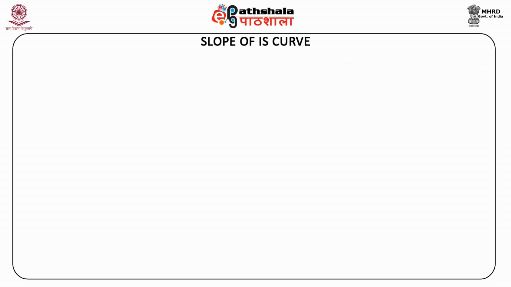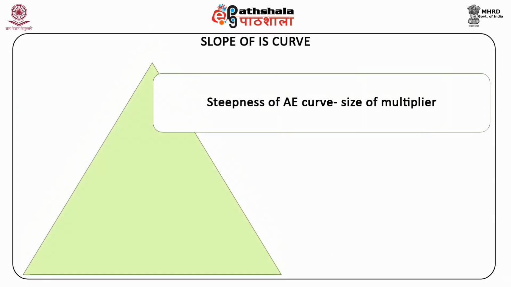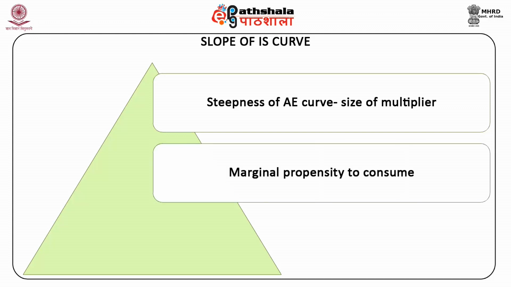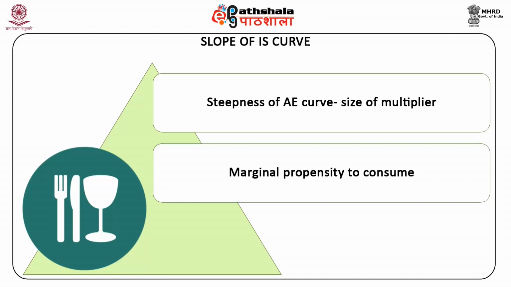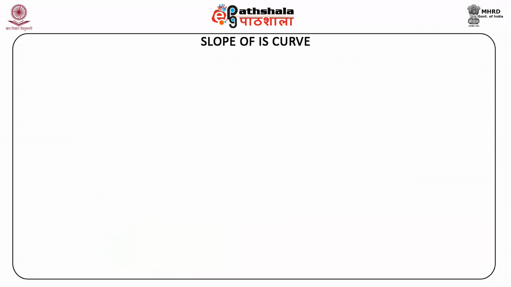The second factor is the multiplier, that is alpha G. The steepness or flatness of the AE curve is determined by the size of the multiplier, which is in turn determined by A. marginal propensity to consume, and B. tax rate. A. Marginal propensity to consume.